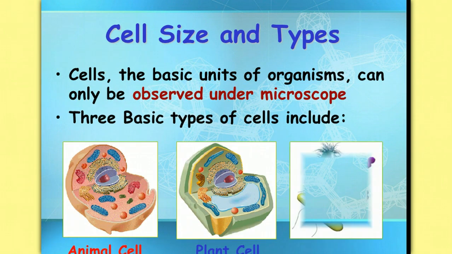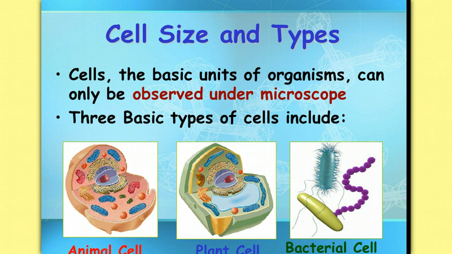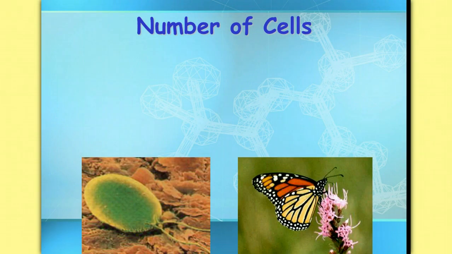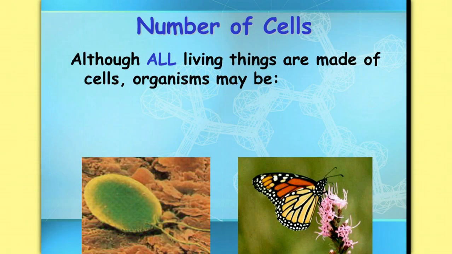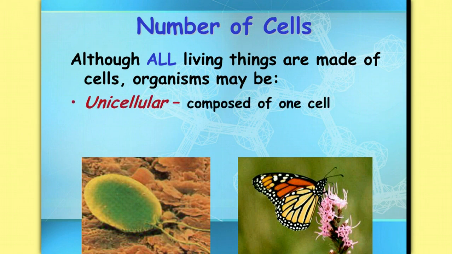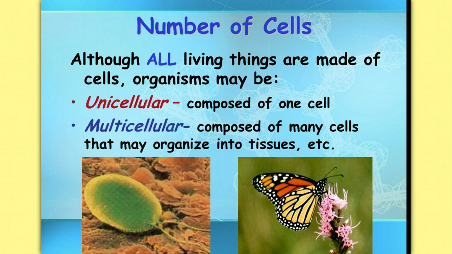So there are three basic cell types. They include animal cells, plant cells, and bacterial cells, or what we call prokaryotic cells. Now, although all living things are made of cells, organisms might be considered unicellular, meaning that they are composed of only one cell, or, like the butterfly, multicellular, composed of many cells that may actually be organized into tissues, etc., and systems, kind of like we talked about in class.